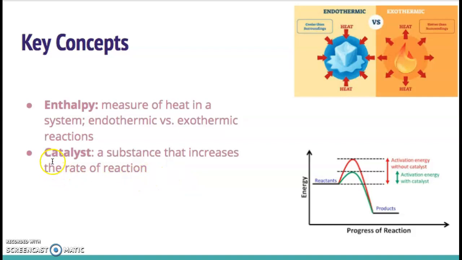Then we also need to know what a catalyst is, because one of our ingredients will be playing the role of a catalyst, and it is just a substance that increases the rate of reaction. So if we look at this diagram over here, the rate of the reaction increases with a catalyst because the activation energy needed for the reaction to form decreases. So that's the role that the catalyst plays. It decreases the energy needed for the reaction, which therefore increases the rate of the reaction.